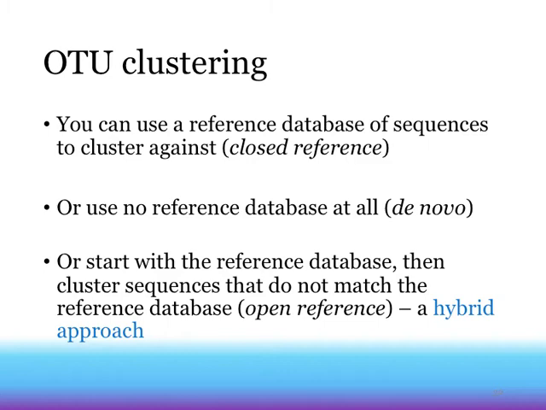One of the recommended approaches is to actually combine the two. Start with the closed reference database approach, pull in what you can, and then whatever's left, whatever hasn't been clustered yet, is treated as new, right? And then you can cluster that in a different way. So this is a hybrid approach. This is open reference.